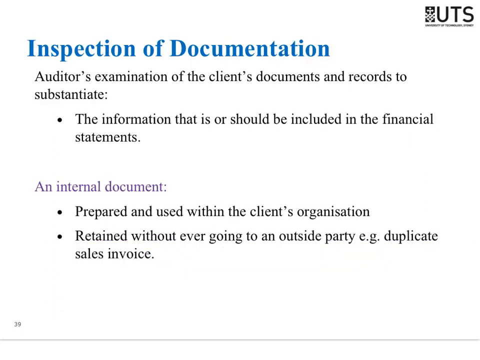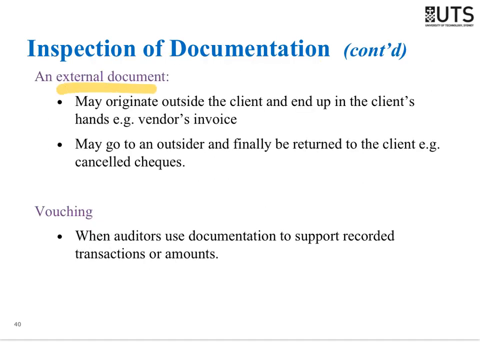Now, something else that we do is we inspect documentation. Right, we look at documents. Those documents can be internal, which means developed or prepared by the client. They can also be external, which is when they're prepared by anybody else outside of the client. Which one did we say is more reliable, internal or external? External, very good. And basically, we can look at these documents to do tracing or vouching, which is something I'm going to talk about a bit later. So these are the external documents. You can have examples like a supplier invoice and so on and so forth. And I will come back to this later.